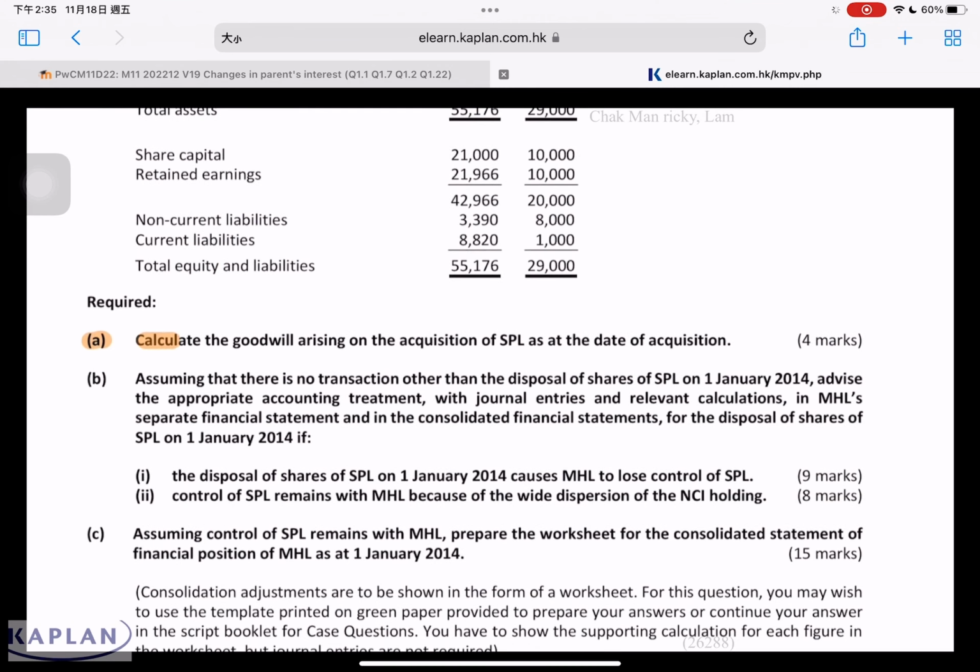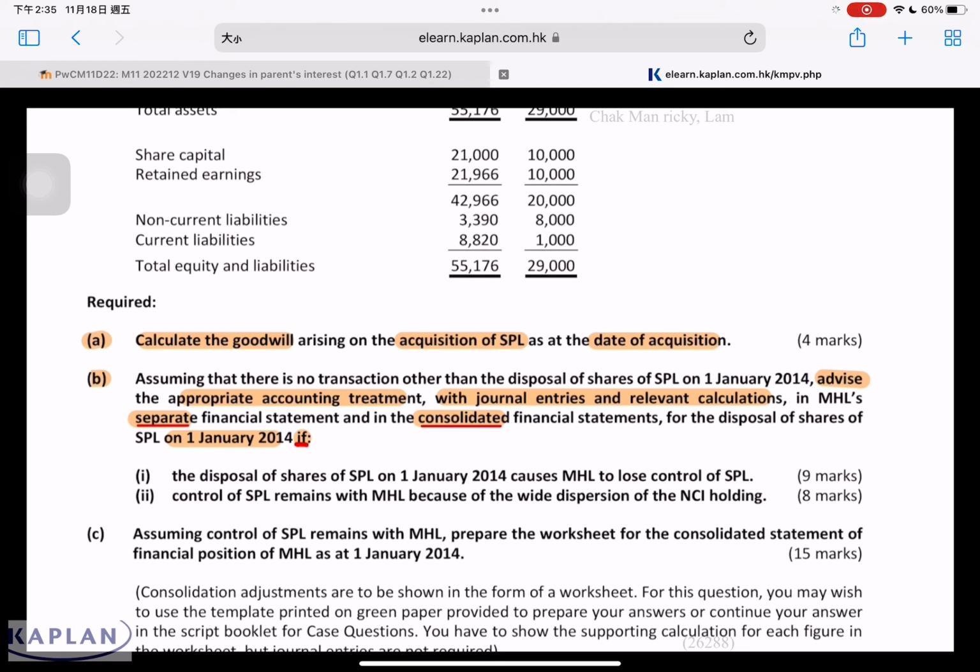Part A, we're required to calculate the goodwill arising on acquisition of SPL at the acquisition date, 4 marks. This should be quite straightforward. B, assuming that there's no transaction other than disposal of share in SPL on 1st Jan 2014, advise the treatments and journal entry and calculations in MHL separate financial statement and the consolidated financial statement on how do we account for the disposal of share on 1st Jan 2014 if there are two scenarios, first and second.